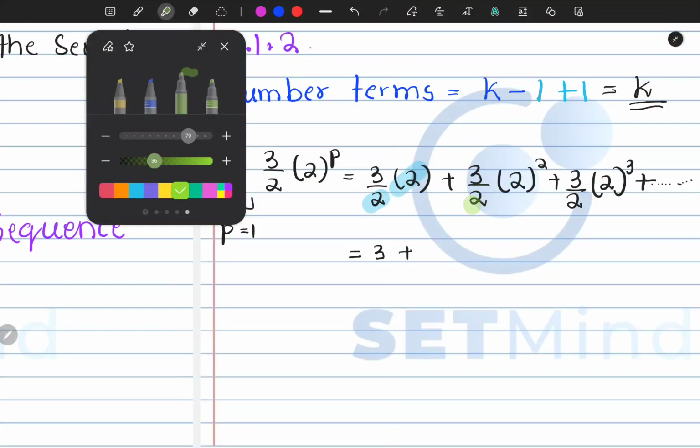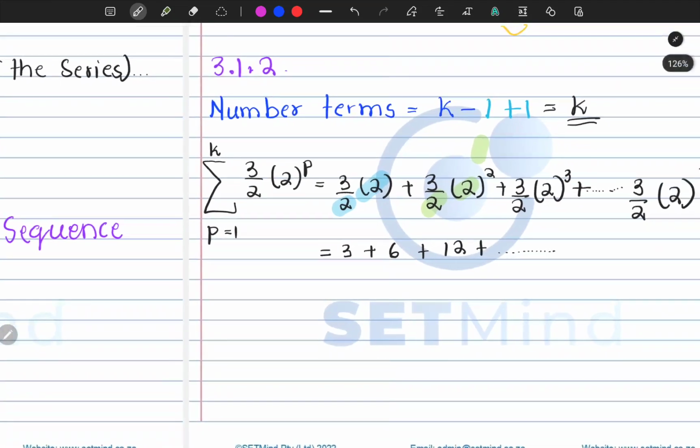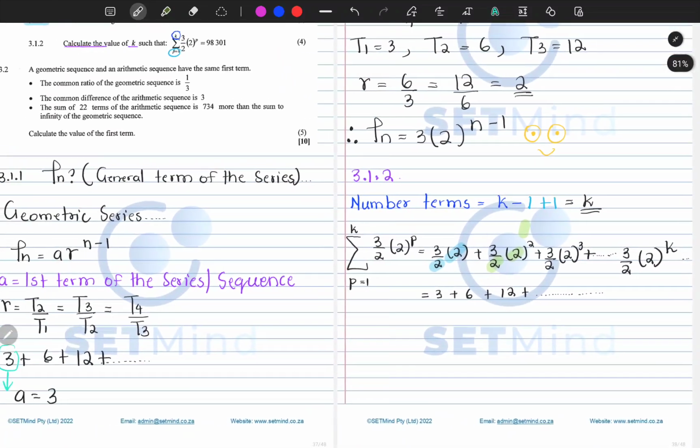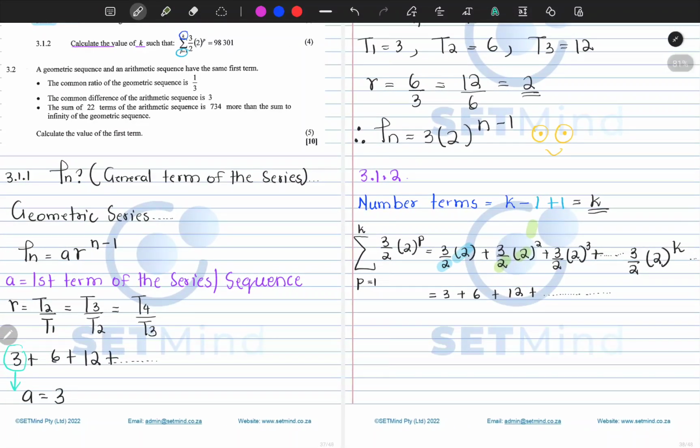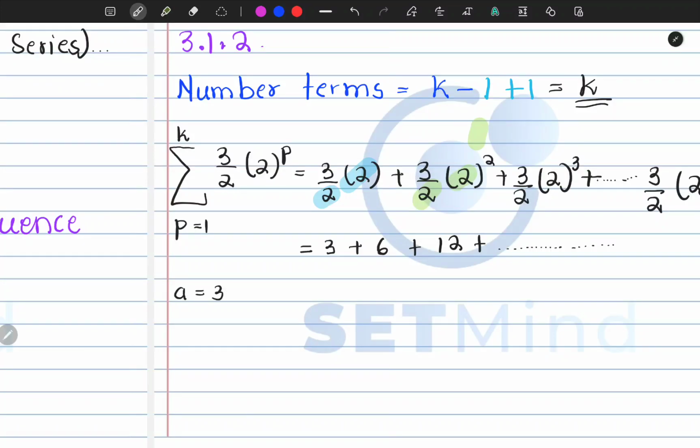If you go and look at this one, you'll have a 2 cancelling, then there'll be 1, 2, which will give us a 6. Plus, if you look at the next term, it will give us a 12, and so on until we reach that last term there. So if you look at this series, it is exactly what we had. So we just need to find the sum and then solve for k. So for this series previously, we agreed that our a is 3 and our r we found is 2.